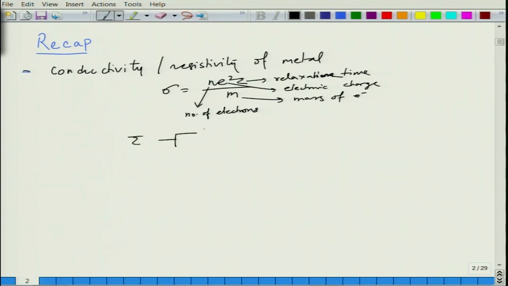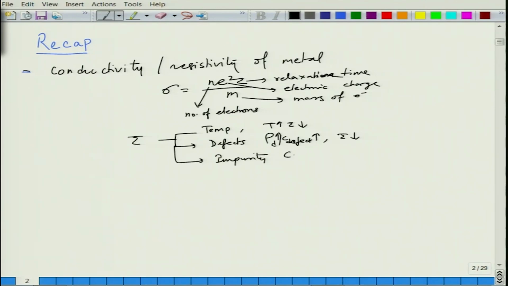Tau depends upon things like temperature. So, increasing temperature decreases tau. So, T increases, tau decreases. Defects. So, defect concentration, let us say C defect, increases, tau decreases, or you can say the dislocation density rho d. Rho d increases, tau decreases, and then you can have impurity. So, Ci increases, tau decreases. So, basically all of these will decrease conductivity or increase resistivity.